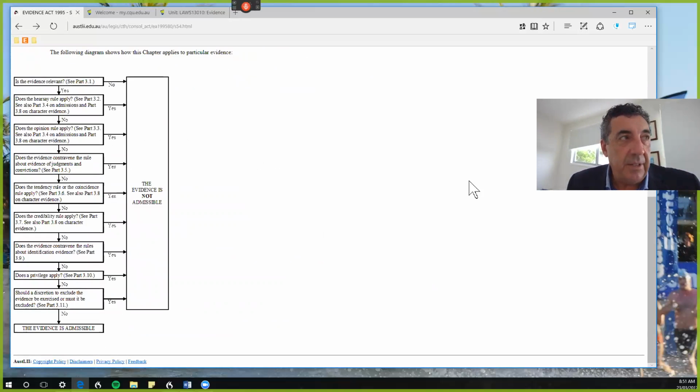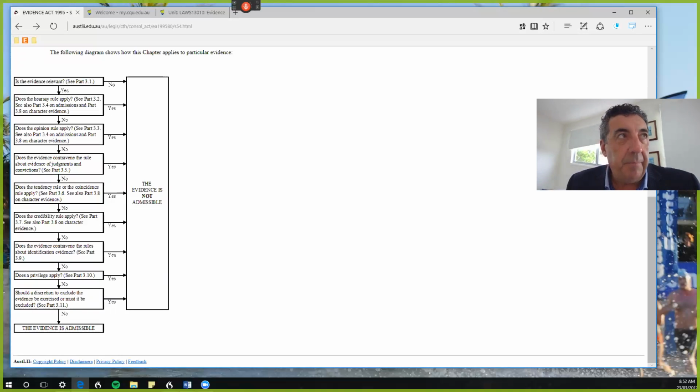Now, this flowchart is in the Act. Sure, the provisions relate to the Commonwealth legislation, but the general rules apply at a state level. So what you're looking to do is ask yourself a series of questions to determine whether or not any particular evidence is admissible. Keep that in mind as you're preparing for your assessment.